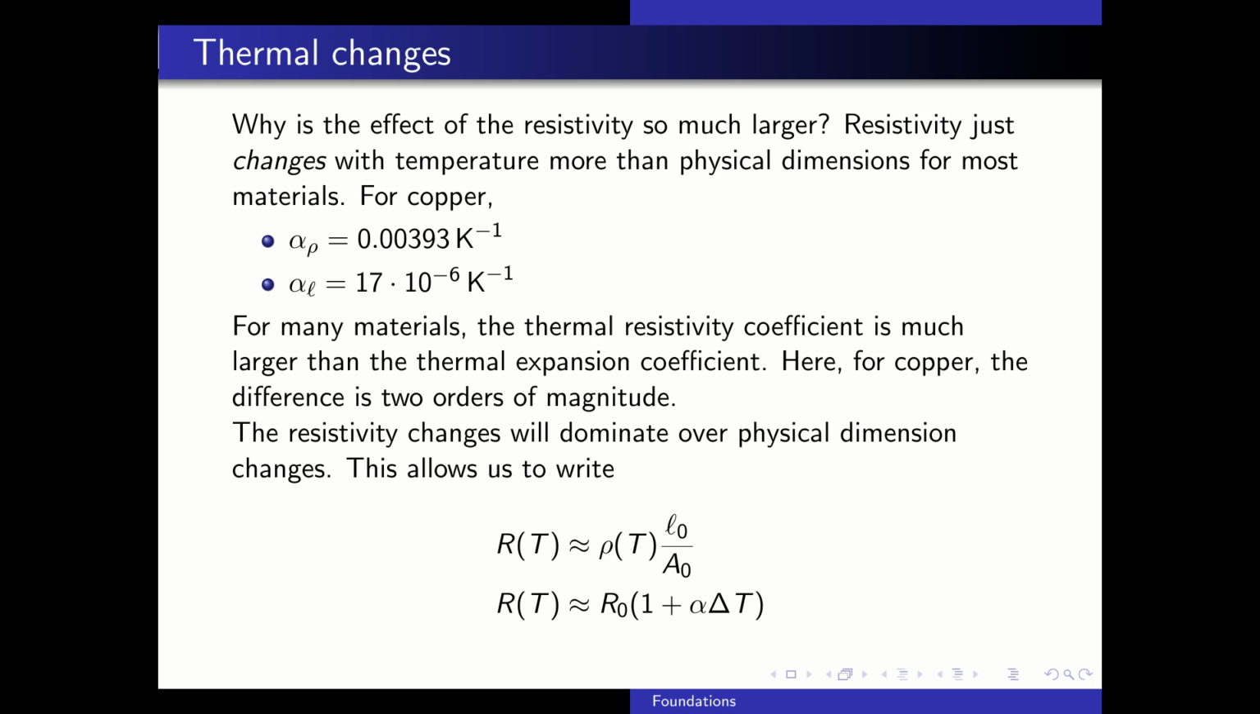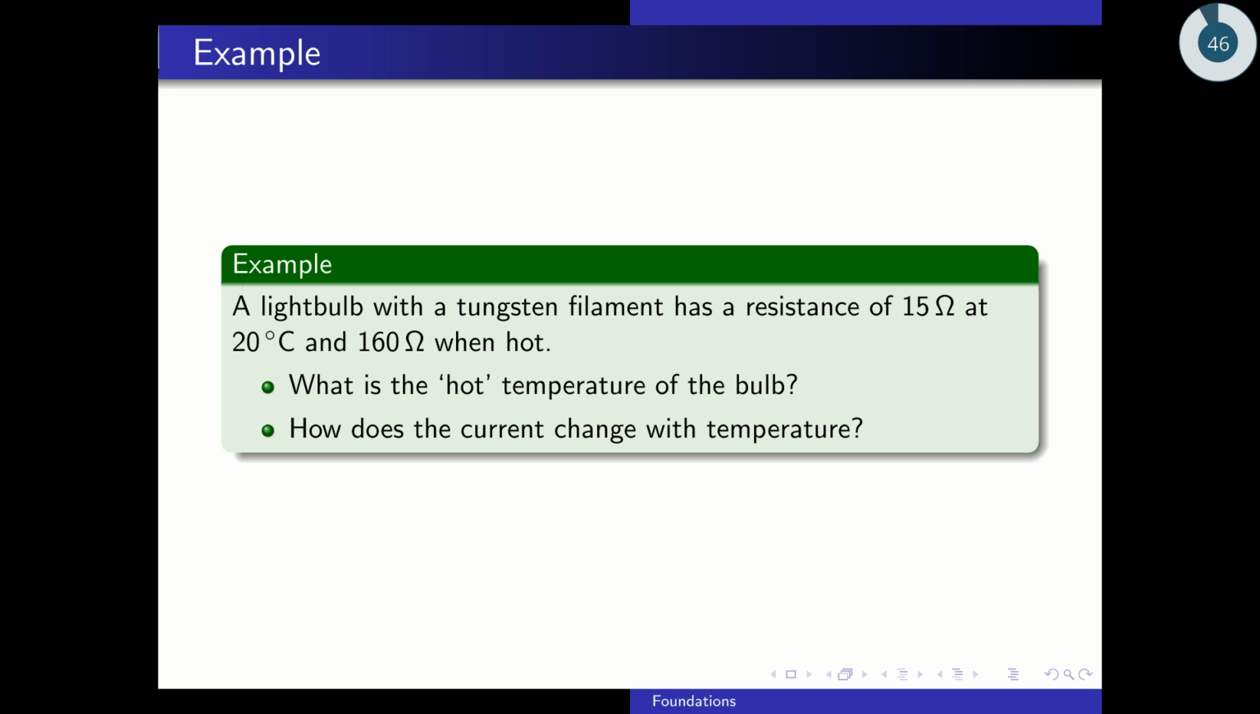Okay, so let's put this into use. I'm going to take a light bulb with a tungsten filament. It has a resistance of 15 ohms at the reference temperature, at a cold temperature of 20 degrees Celsius. And it has a resistance of 160 ohms when it's hot. And so what I want to know is, what's the hot temperature of the bulb? And then I want to talk a little bit about how the current changes with temperature.